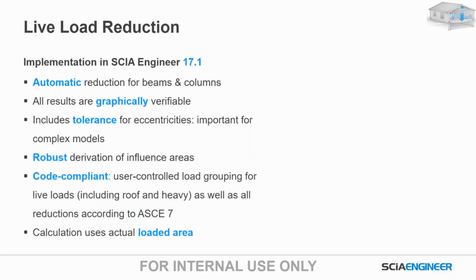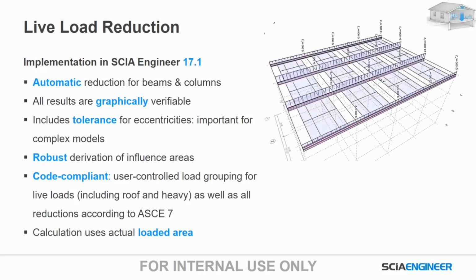So what is included in the implementation of live load reduction in SCIA Engineer 17.1? We have an automatic reduction for beams and columns. All results are graphically verifiable. You can see the reduction factor on screen, you can see the area that it's using to reduce that on screen, and you can see the influence area. All that information you can see visually on screen for a beam, a column, or whatever.